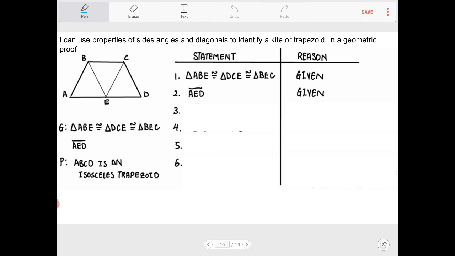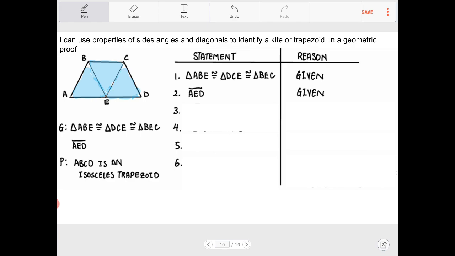So hopefully you guys had some time to think about this. Triangle ABE is congruent to triangle DCE, which is congruent to triangle BEC. So looking at this, all three triangles are actually all congruent. So because they're all congruent, and I know that AD is a straight line, why would quadrilateral ABCD be isosceles as a result of this?